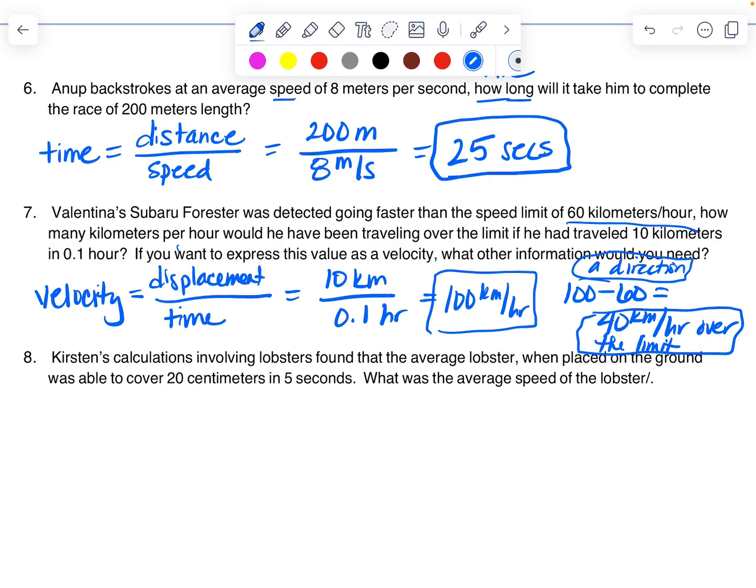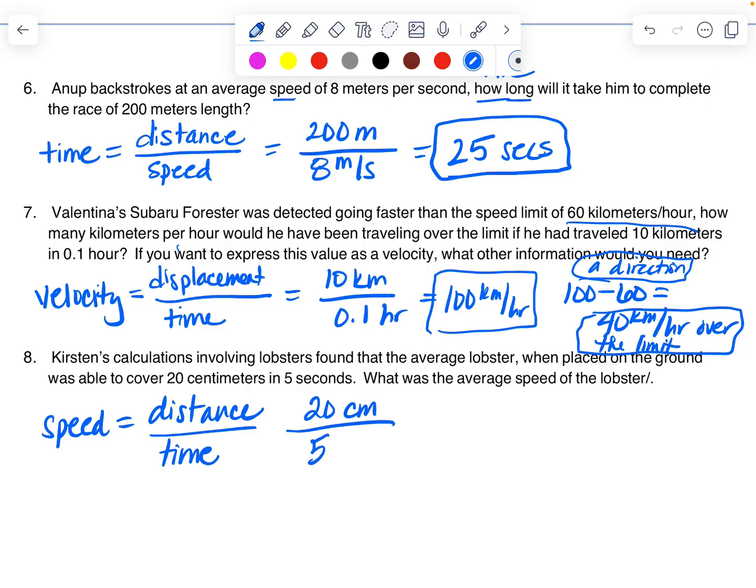Lots going on there. Kirsten's calculations involving lobsters found that the average lobster, when placed on the ground, was able to cover 20 centimeters in 5 seconds. What was the average speed of the lobster? So the speed is distance divided by time. And we know they covered 20 centimeters in 5 seconds. So they were going 4 centimeters per second. Pretty speedy lobsters. Okay, there you go. There's your key.